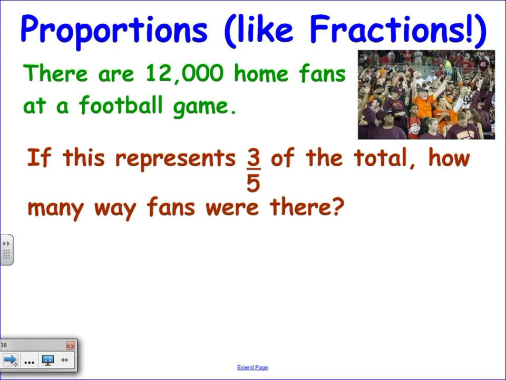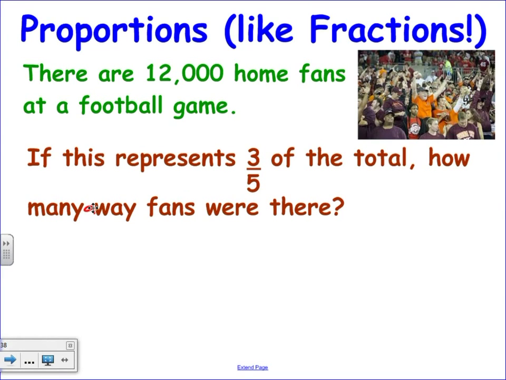So, 12,000 home fans go to a football match. If this represents 3/5 of the total crowd, how many fans were there? Oh, sorry, how many away fans were there? Okay. So, it's a ratio question or it's a fractions question, depending on how you like to answer them. Okay? So, there are 12,000 home fans at a football game. If this represents 3/5 of the total, how many away fans were there?